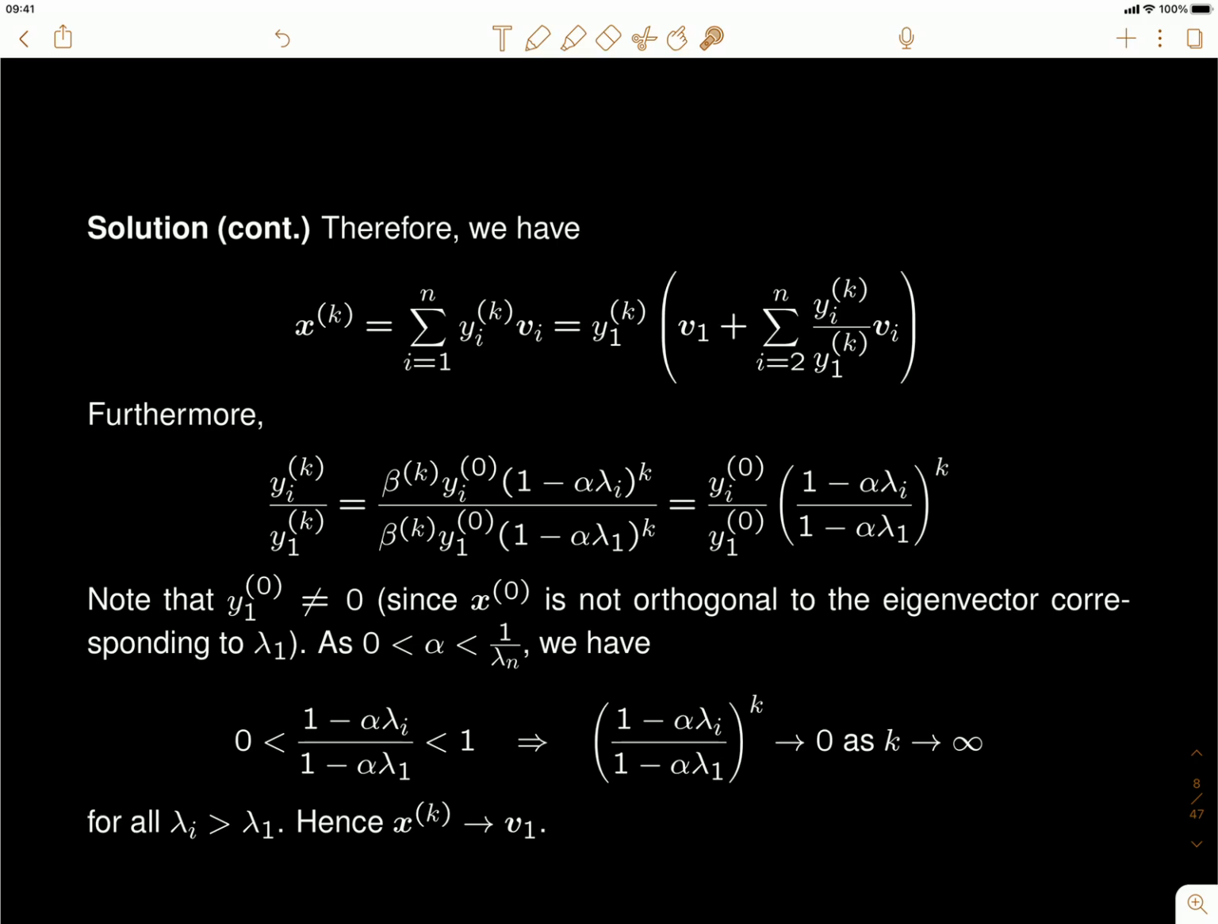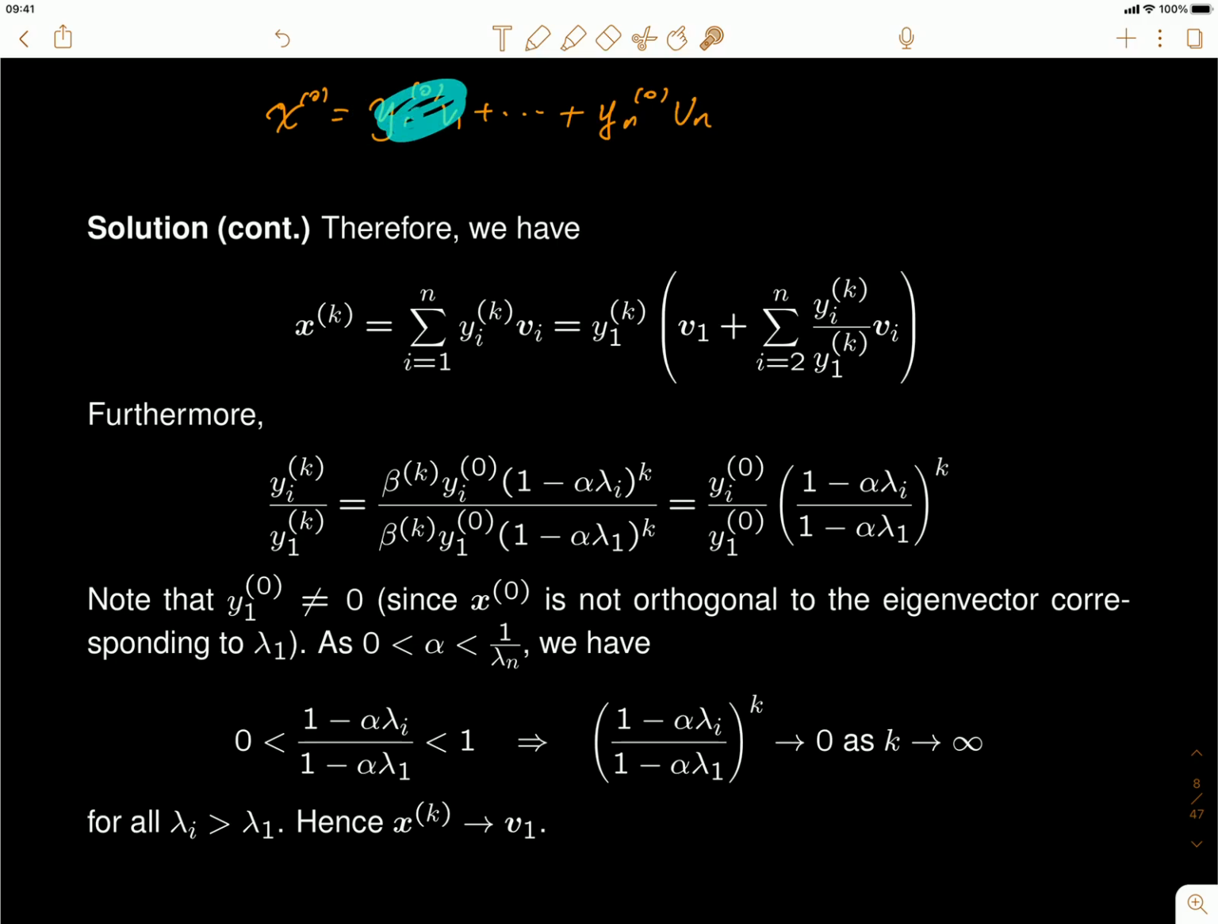Okay, so now we know that y1 naught is non-zero. The reason is that x naught is equal to y1 naught v1 all the way to yn naught vn. And since x naught was assumed not to be a vector orthogonal to v1, when we write x naught as a linear span of the vi's, this component cannot be 0.